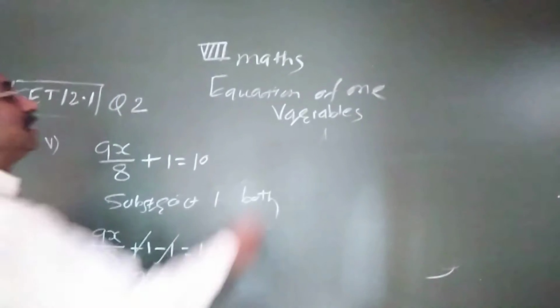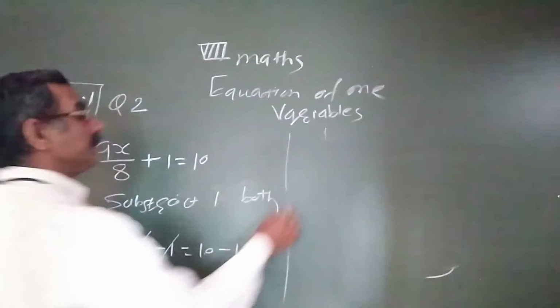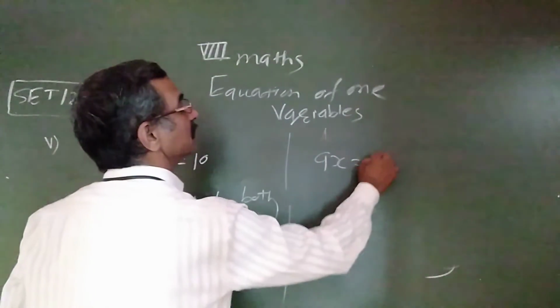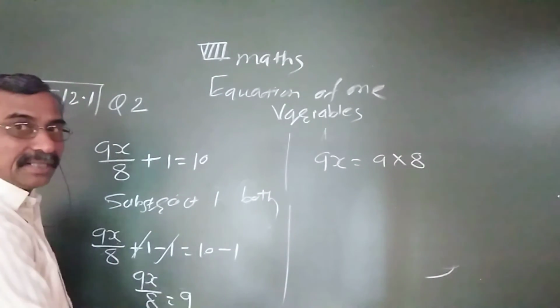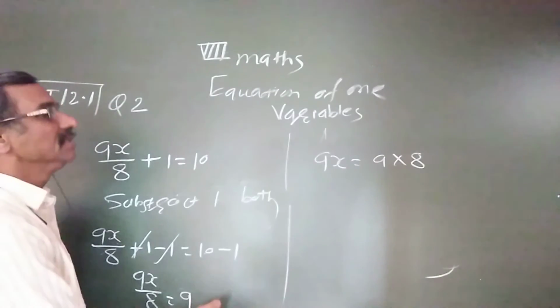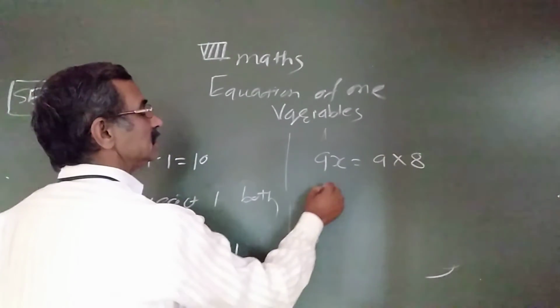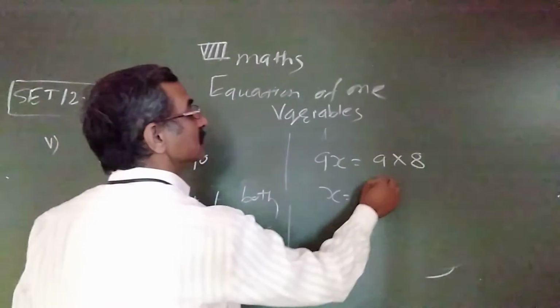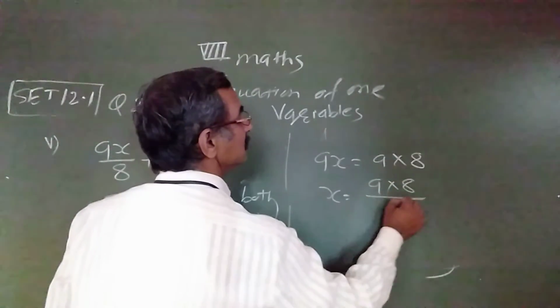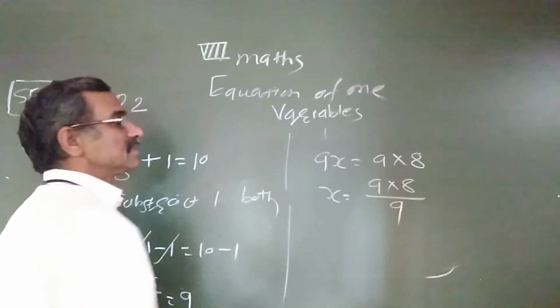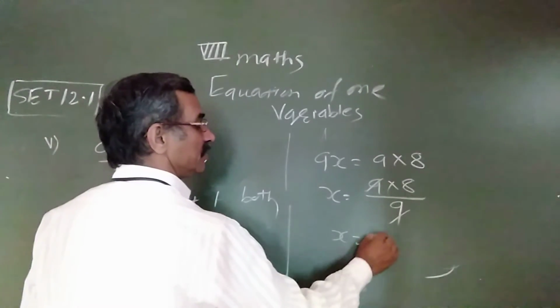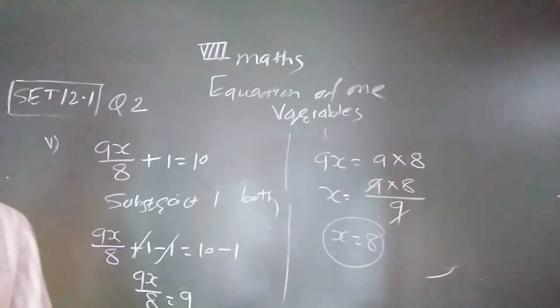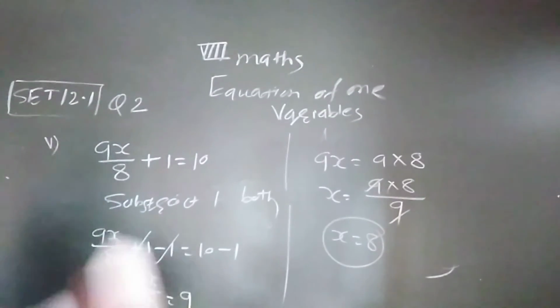Then this 8 is divided here, so it will get multiplied. Therefore it is 9 into 8. It is divided, so the opposite operation, that is multiplication. Then this 9 is multiplied, so it will get divided. Then it will change the side. So 9 gone. Here we will get x is equal to 8. The value of x is equal to 8. Then the sixth one.